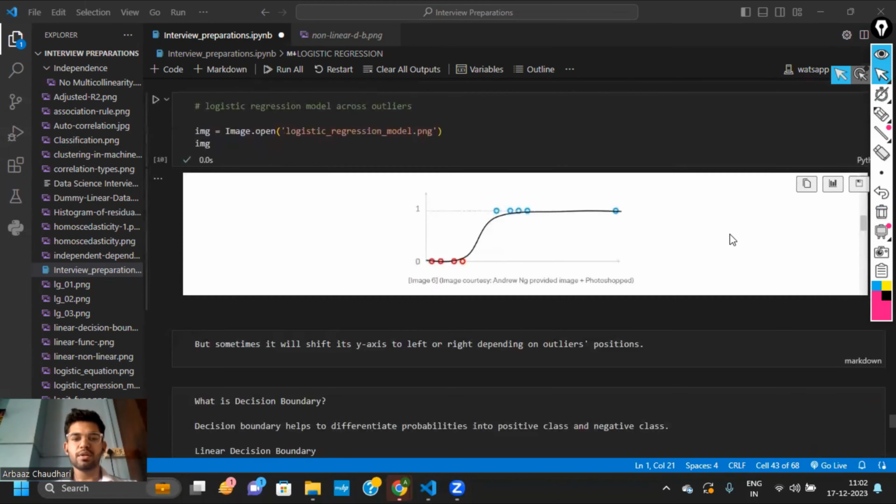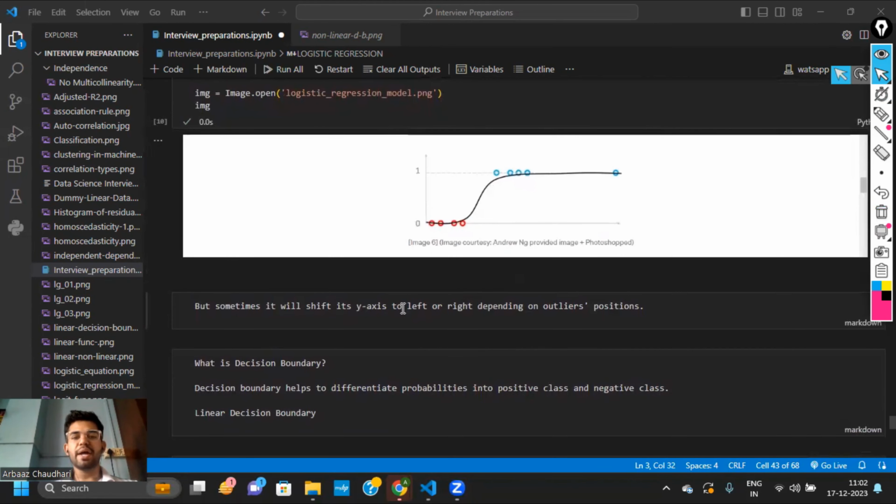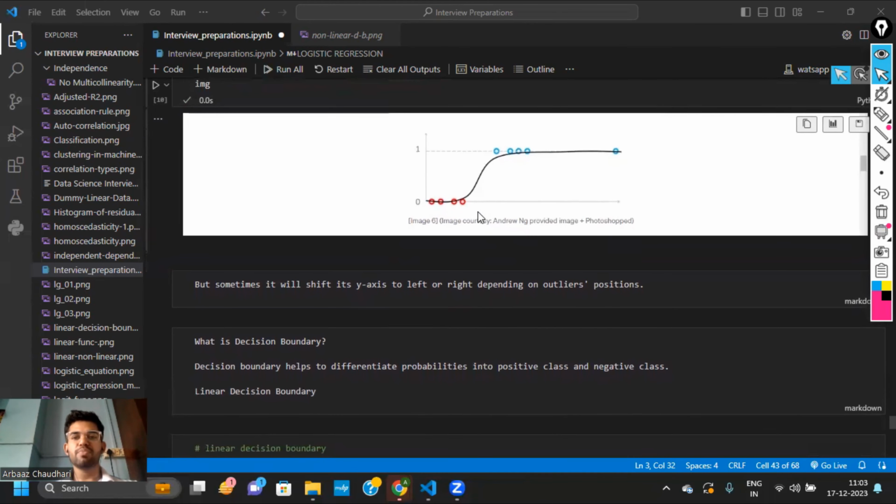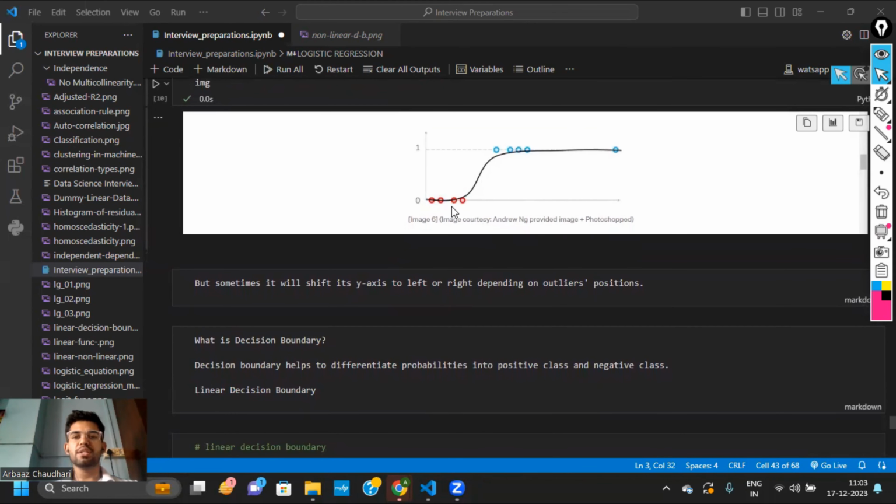let's move further. But sometimes it will shift the y-axis to the left. This is our x-axis, this is our y-axis. So with the outliers, it will be shifting our y-axis. This line can be extended over the left-hand side also, and the right-hand side also. This can happen when the logistic regression is building this S curve. Okay.